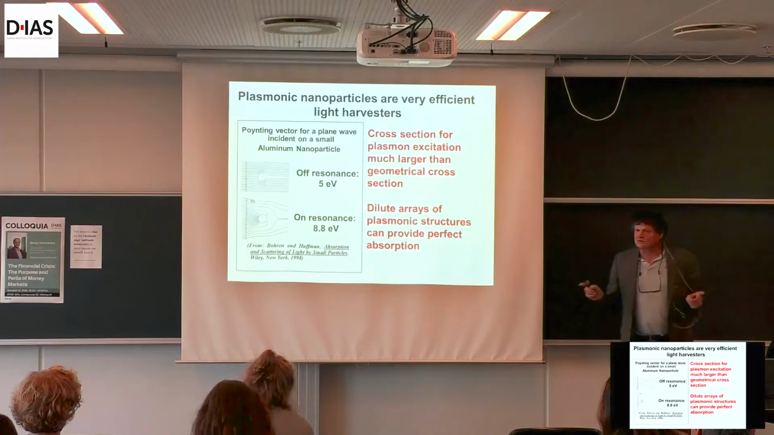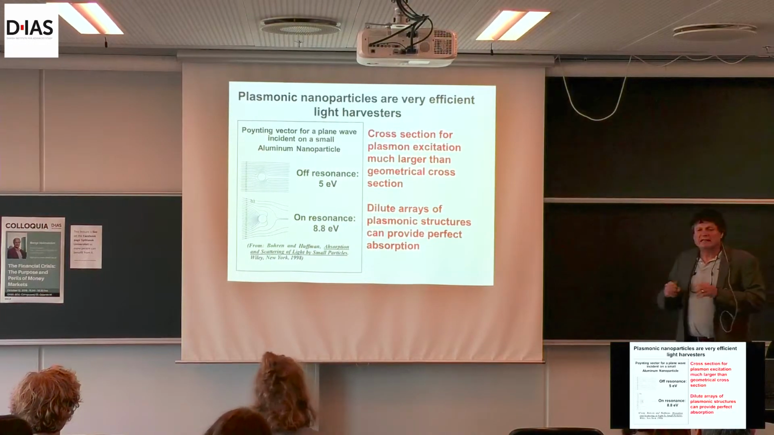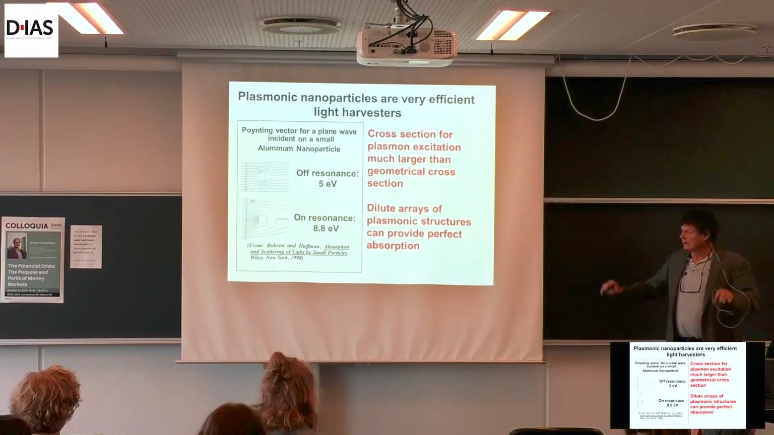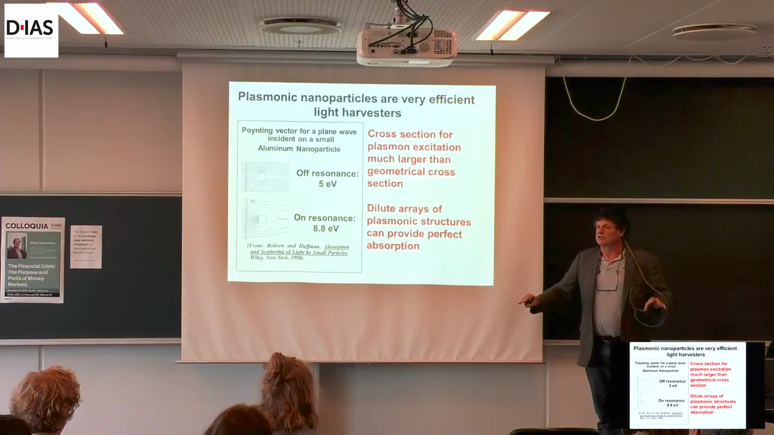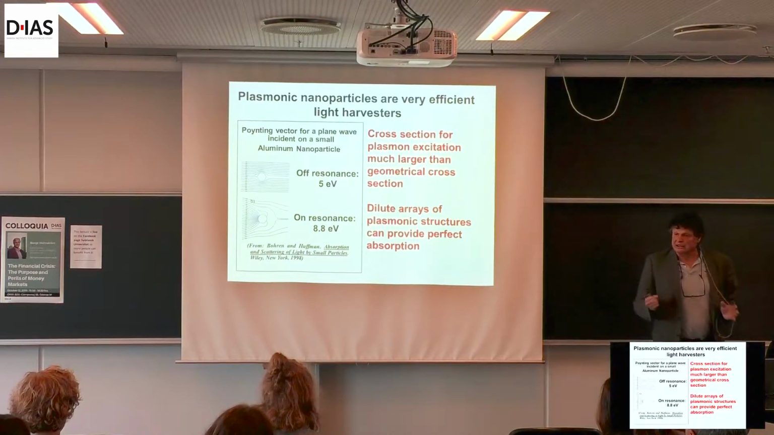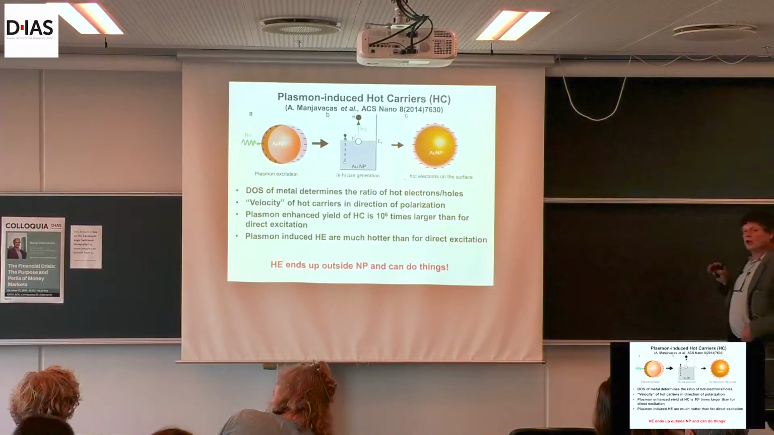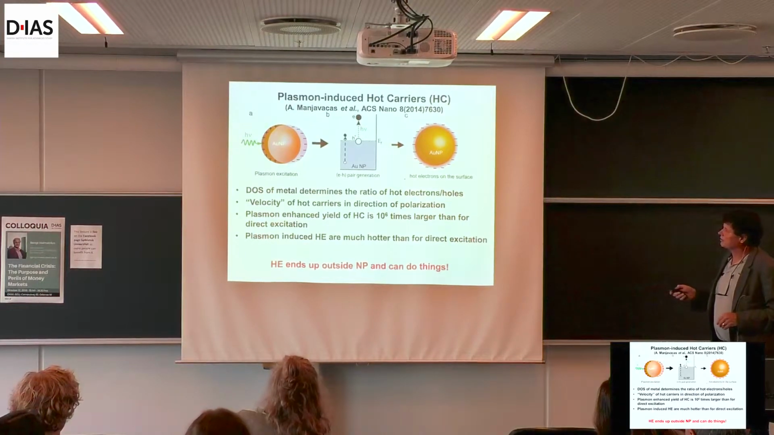Now the importance of this is that we can make perfect absorbers. We don't need to cover my surface completely with plasmonic nanoparticles. I can have a very dilute coverage, perhaps 1% coverage physically of plasmonic nanoparticles, and I will harvest all light coming in. So they have this unique light harvesting possibility. So I'm going to talk about a few applications of that now for the remaining talk.